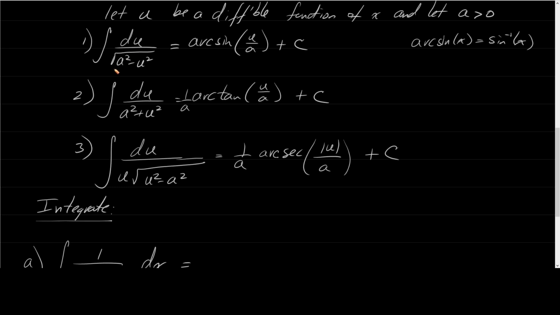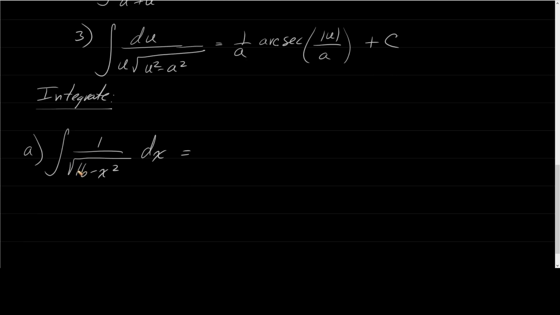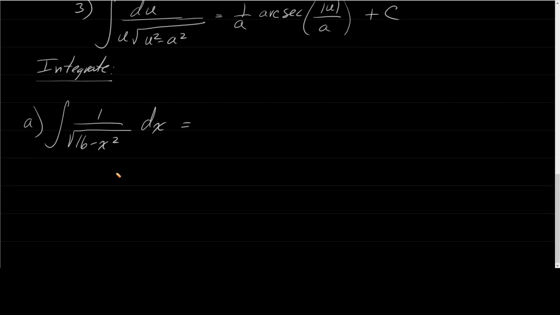In this first version, we had constant minus function. In the second version, we had function minus constant. Which one do we have? Well, we have constant minus function. So therefore, I know I'm going to be working with that very first integral. So I'm going to rewrite this now as the integral.